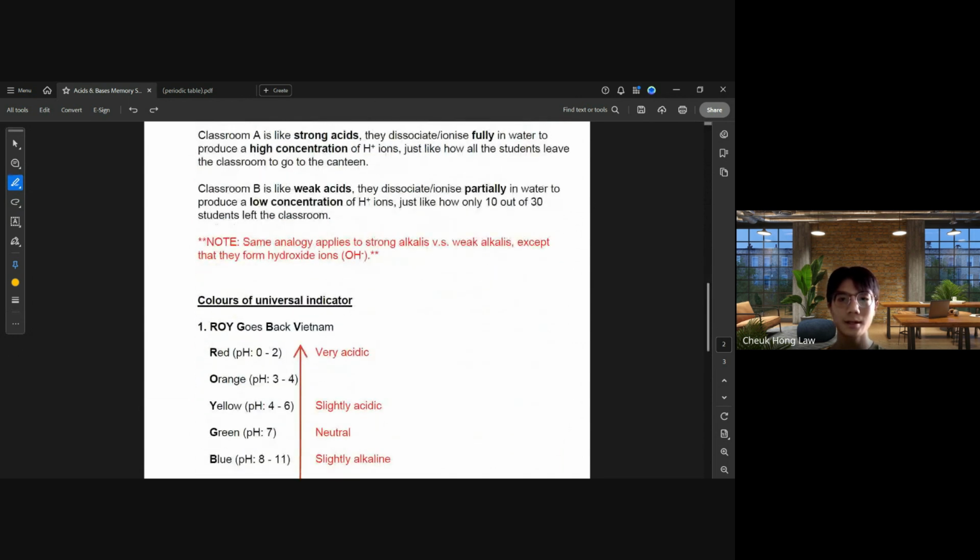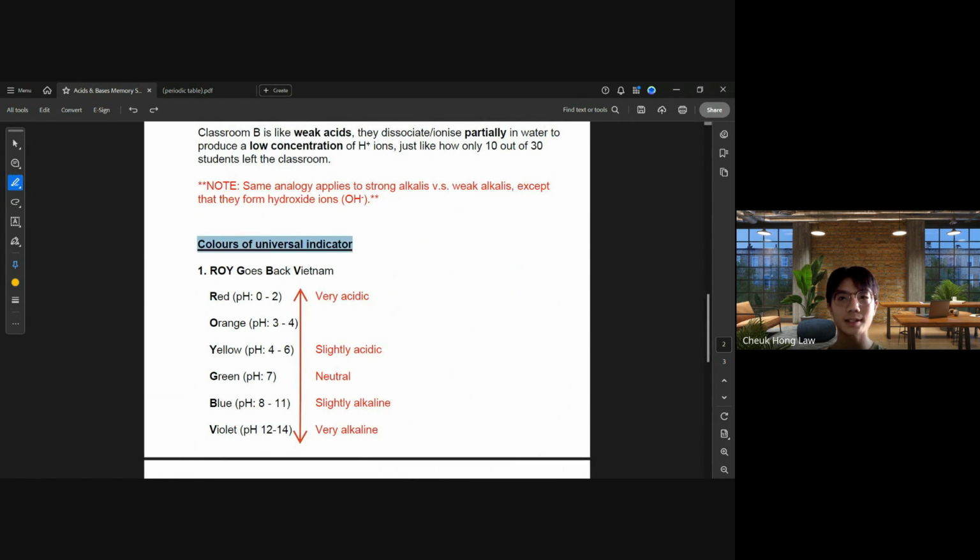Then the next will be the colors of the universal indicator. So the memory shortcut is Roy goes back Vietnam. ROYGBV. R is red, O is orange, Y is yellow, G is green, B is blue, V is violet. So as it goes from the start to the end, it gets increasingly more alkaline.